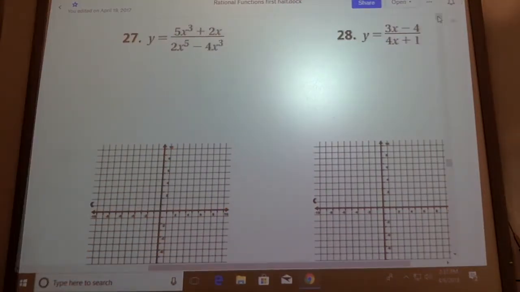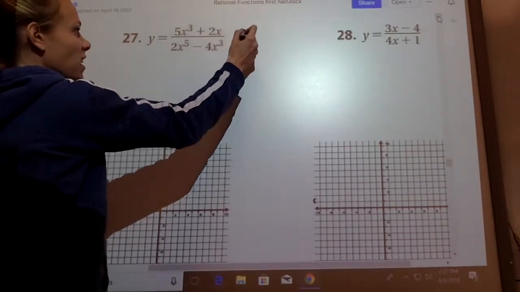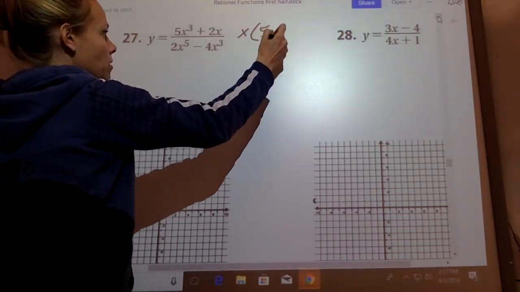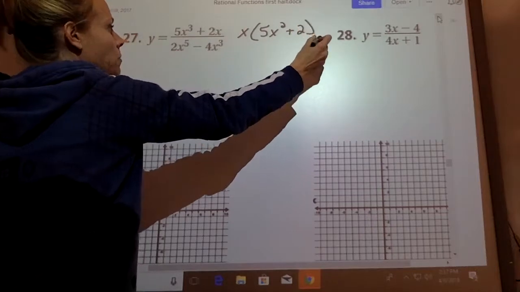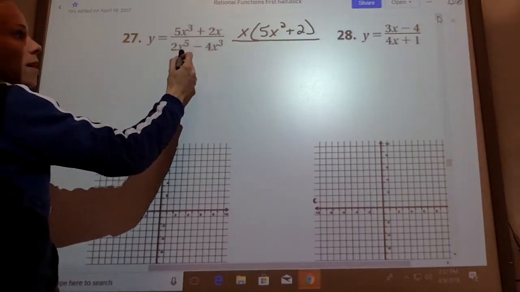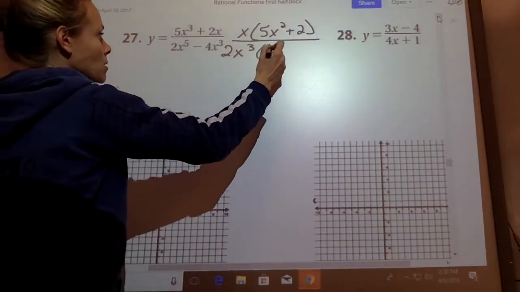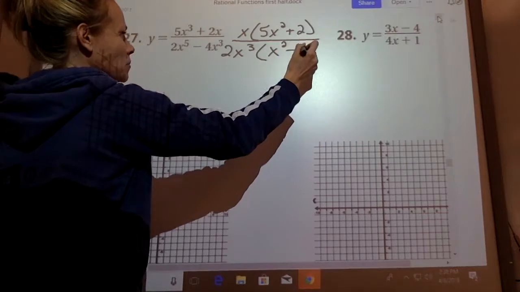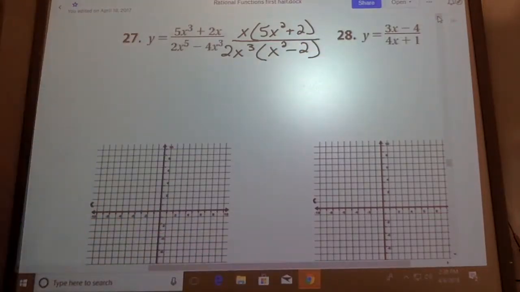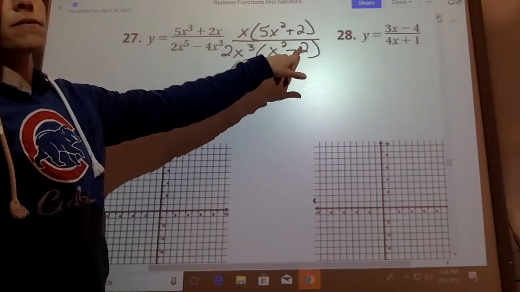So first step, of course, is to factor. How can I factor the top? I can take an x out and I get 5x squared plus 2. What can I do to the bottom? They both have a 2 and 3 x's, so I take 2 and 3 x's out. And then nothing else I can factor. These quadratics that are left, I can't factor those.